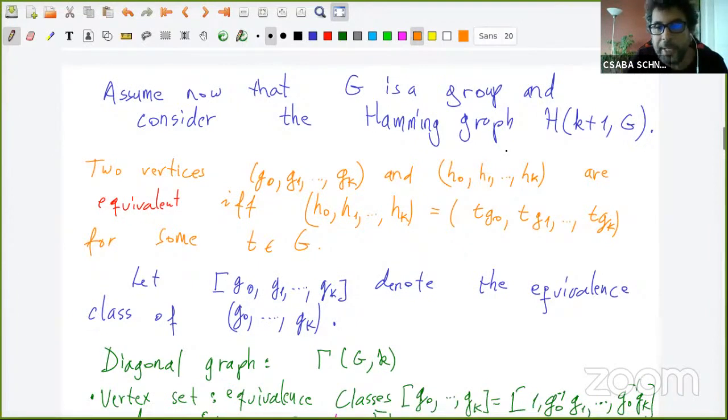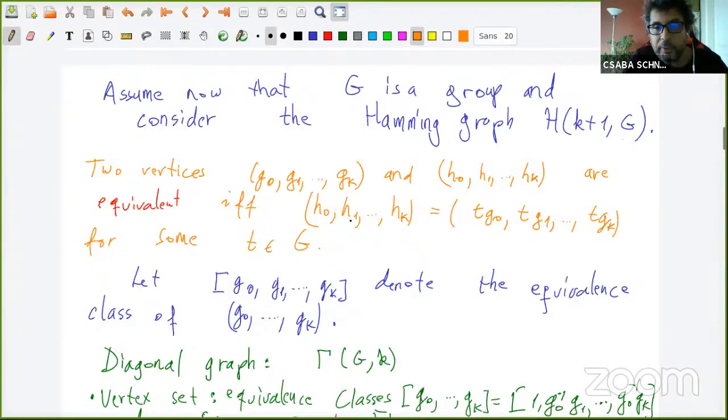So we are going to consider the Hamming graph H_{k+1} in such a way that our set Delta, I mean, in the previous construction of the Hamming graph, we had a set Delta. Now this set Delta is going to be the underlying set of a group, right? And so to construct the diagonal graph, first we introduce an equivalence relation on the vertex set of the Hamming graph. So we consider two vertices. Now two vertices have this form, g_0 up to g_k, h_0 up to h_k, and these are elements of the group, right?